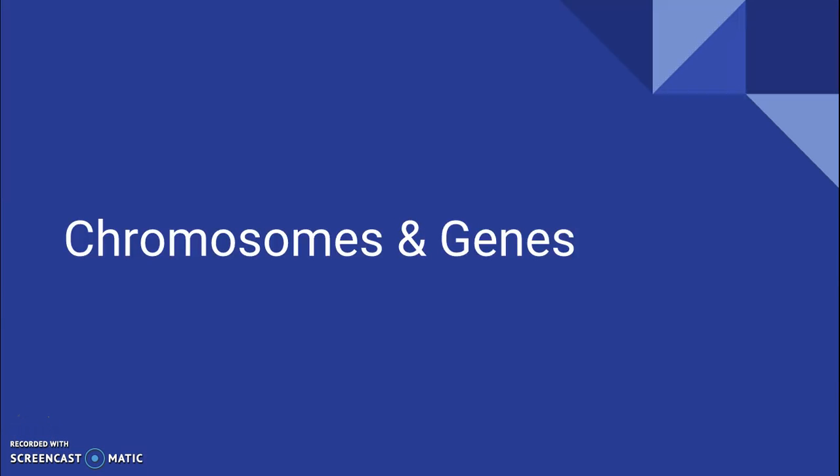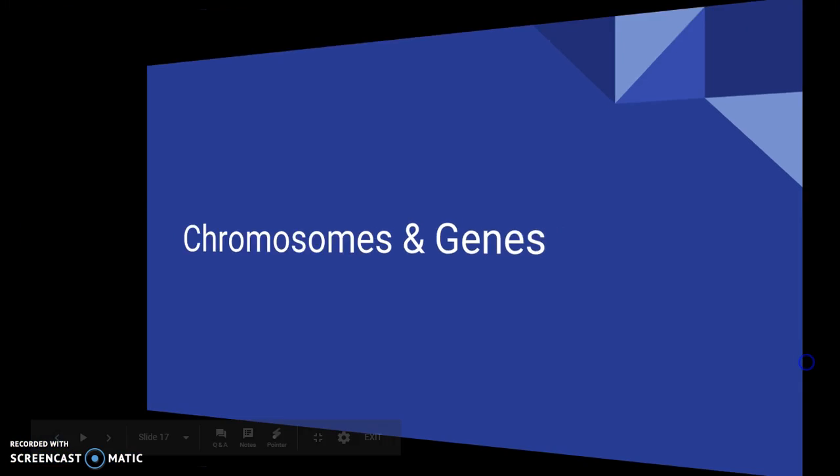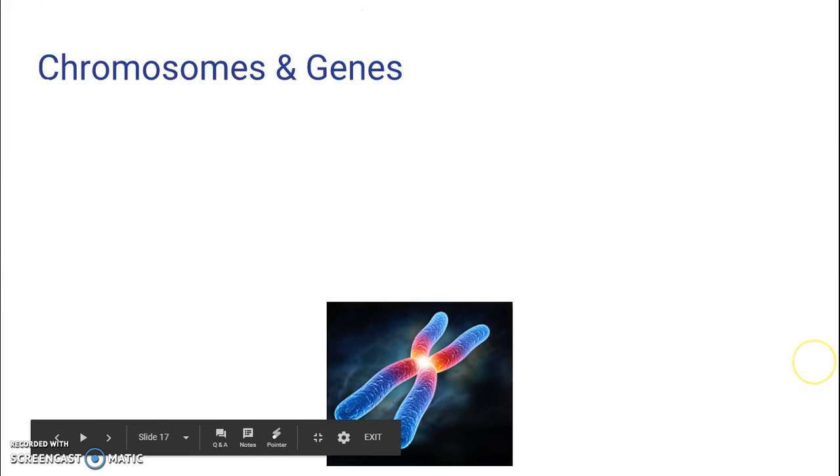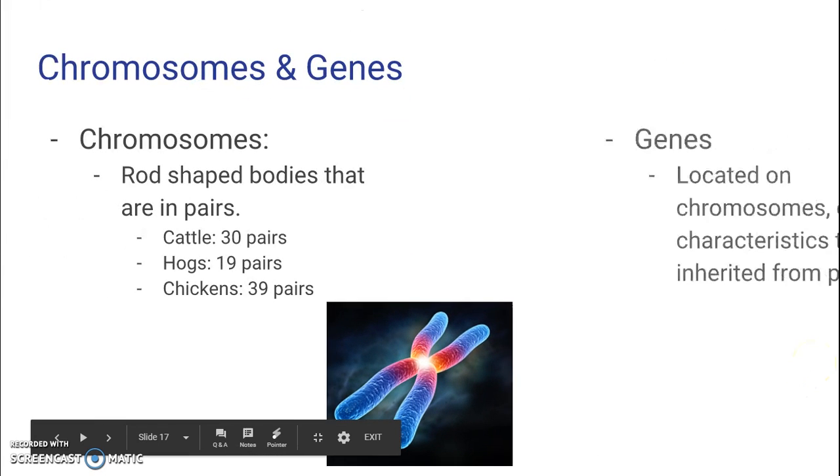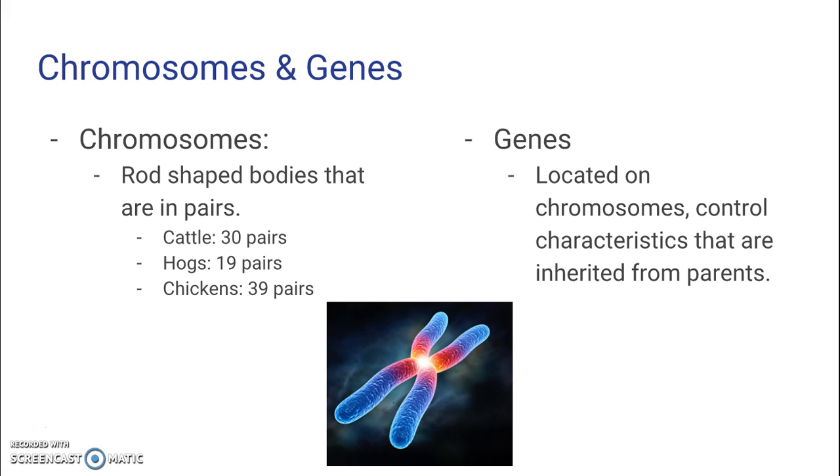Okay, so now that we know a little bit about cell division, I want to talk about chromosomes and genes and the information they carry and why it influences what we look like. So chromosomes are these rod-shaped bodies that come in pairs. I have a picture of this down here in the bottom. Cattle have 30 pairs of chromosomes, hogs have 19, and chickens actually have 39. So the number of chromosomes that you have depends upon the species.